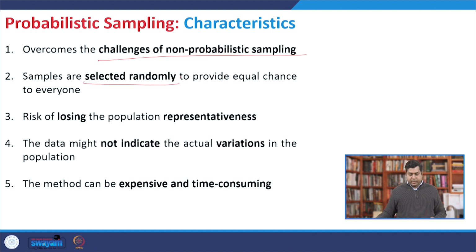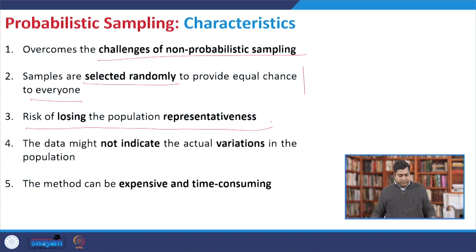Samples are selected randomly to provide equal chances to everyone. So that is something very important. It's not deliberate sampling, where I just ask the topper in the class, or I just ask an average-performing student, because that will not work. Risk of losing the population representativeness.